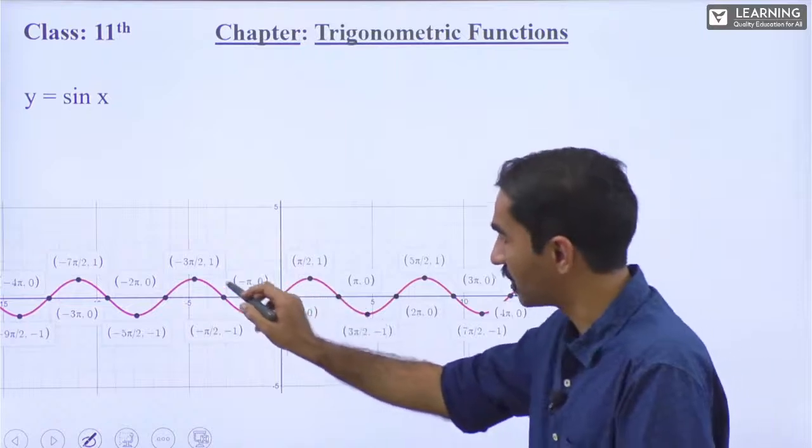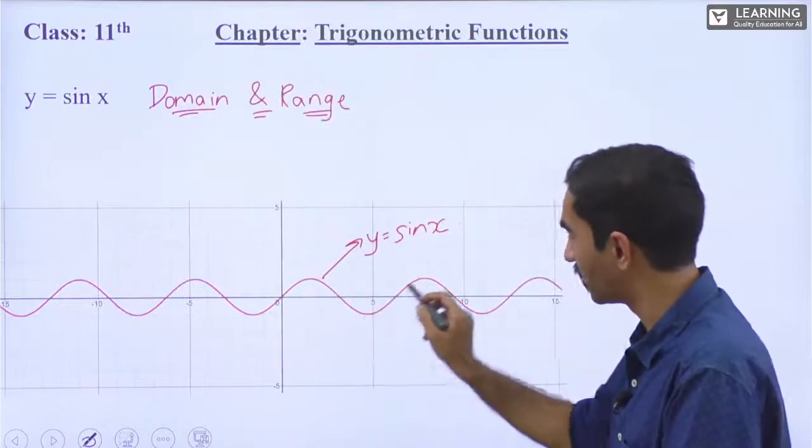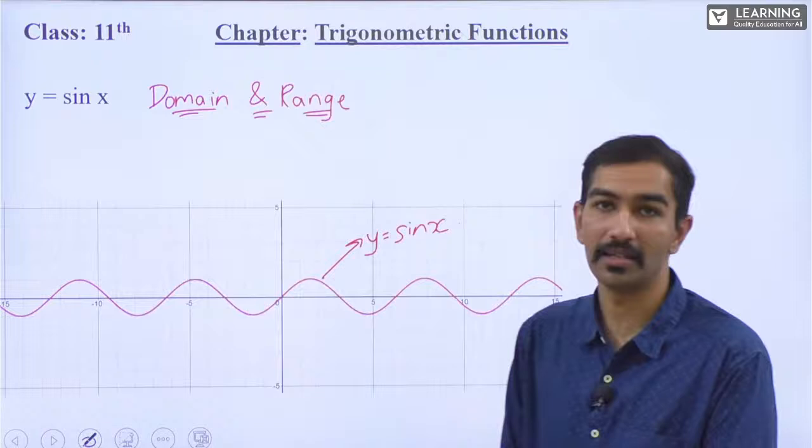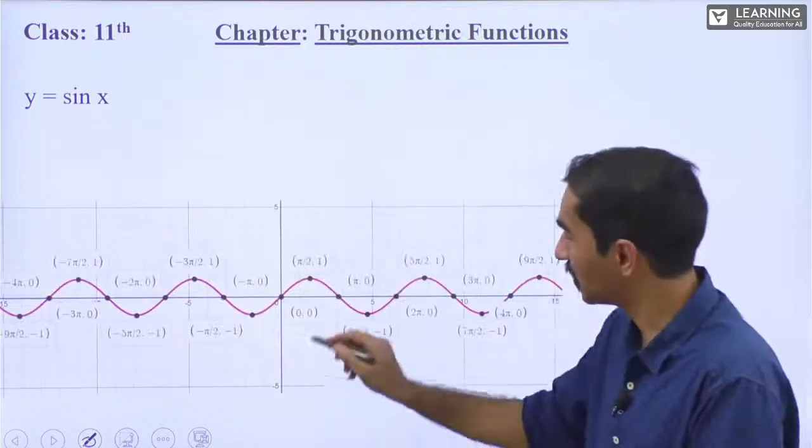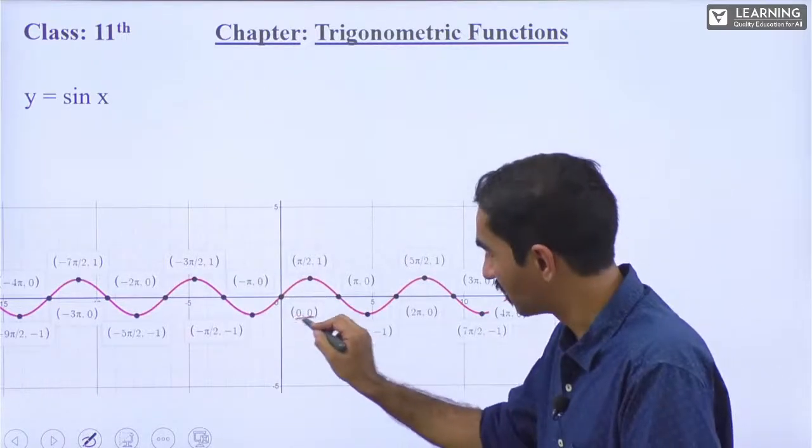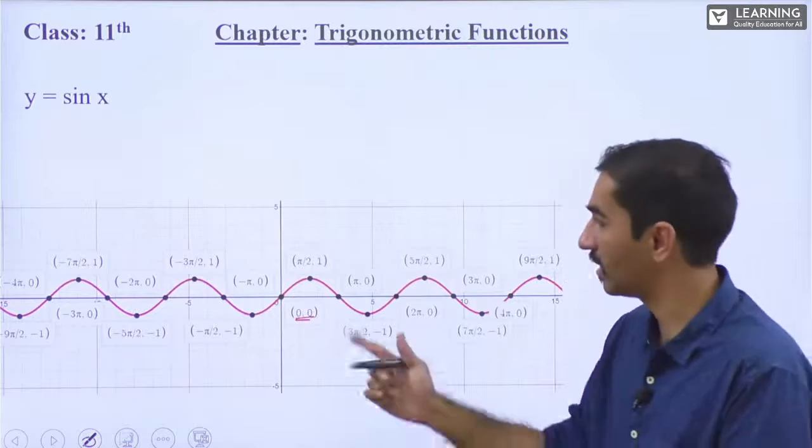But here you can see the points. In the previous one, there are no points, so it is not very clear to explain. So in this slide you see, it's written here, 0, 0. I hope you can see that.